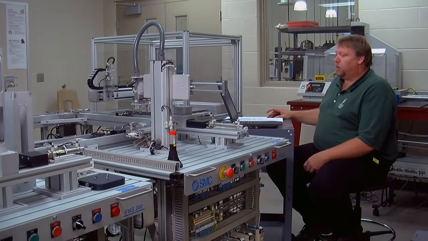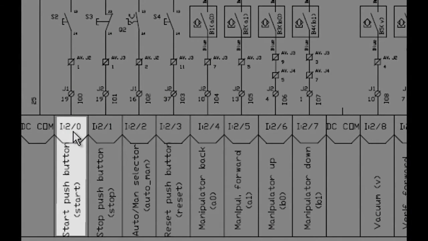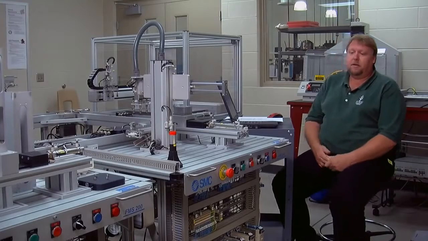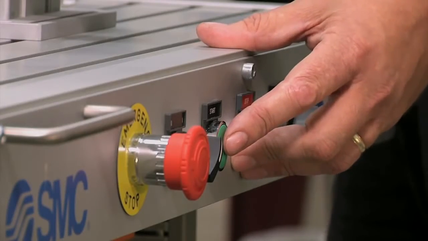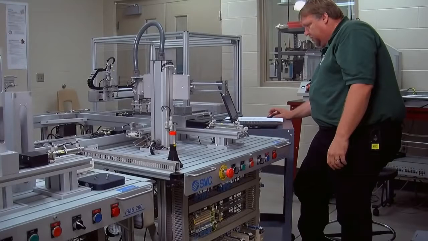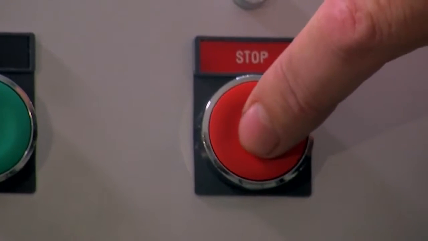So at this point I just want to go over this a little more closely with you. I:20 is the start push button, and I'm going to go ahead and push that right now. You can see it right here. This would be the push button. And our next one is our stop push button, and that's going to be located right here.